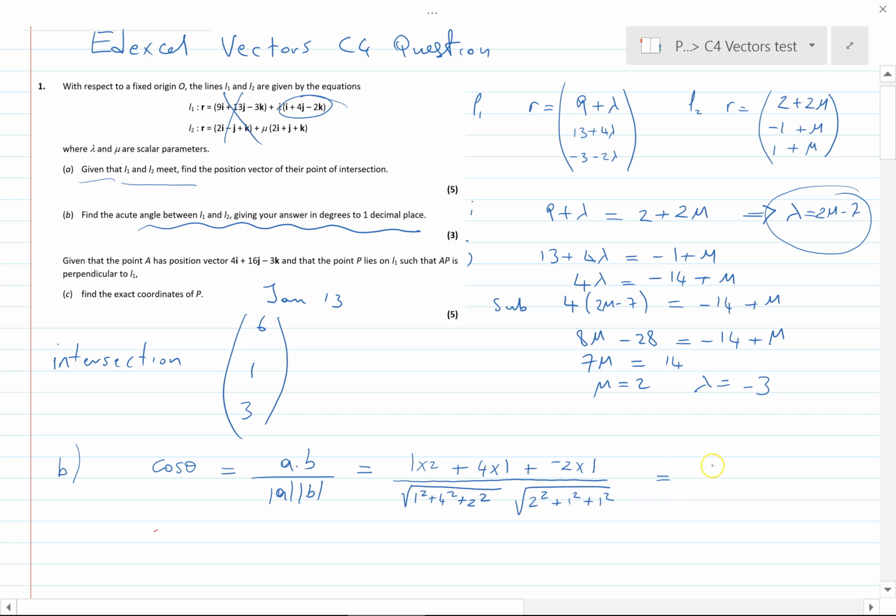So that comes to 4 over the square root of 21, square root of 6. And if we inverse cos that, we get theta is equal to 69.1. So the acute angle is 69.1. As is often the case with these vectors questions for Edexcel, there are normally some relatively routine marks to be had, and then something a little bit trickier towards the end.